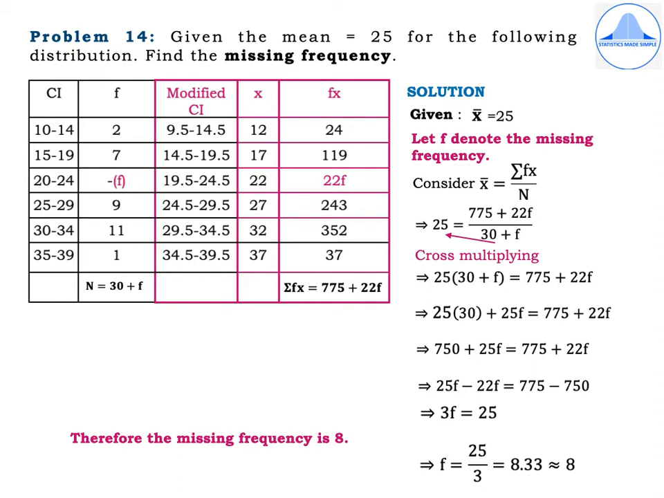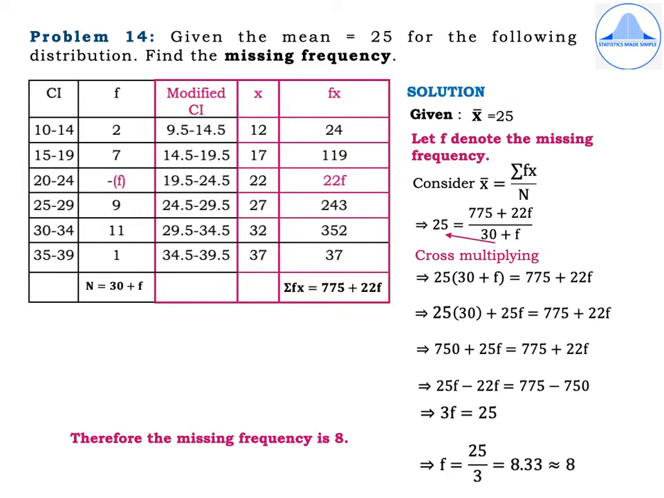Problem 14. Given the mean equal to 25 for the following distribution, find the missing frequency. The class intervals are 10 to 14, 15 to 19, 20 to 24, 25 to 29, 30 to 34, and 35 to 39. The frequencies are 2, 7. The missing frequency is denoted by F, 9, 11, and 1.